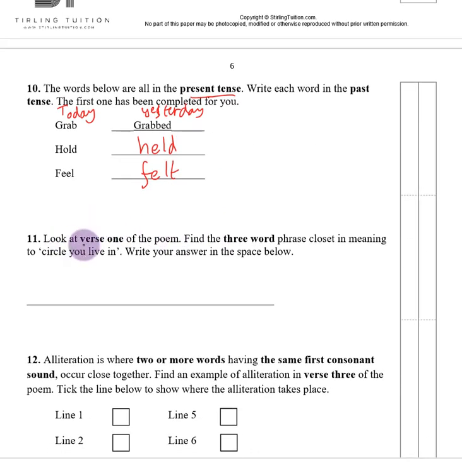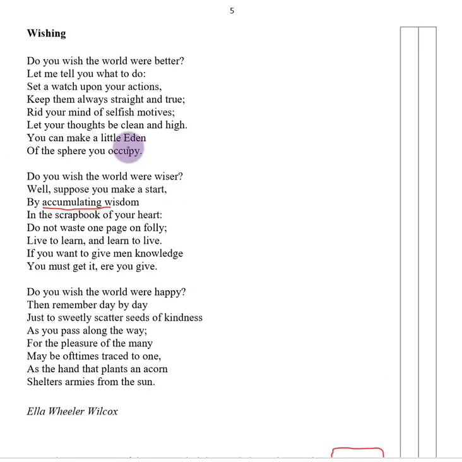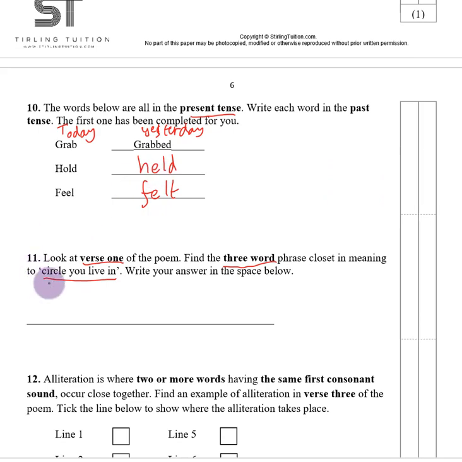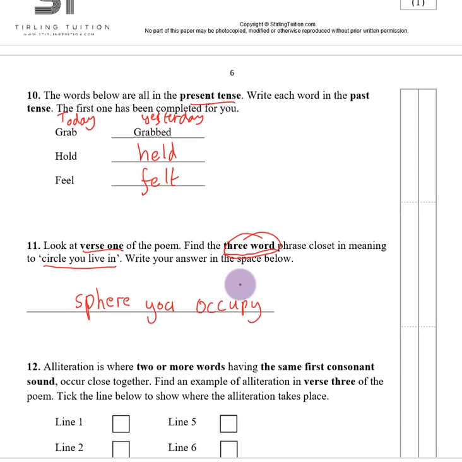Number 11, look at verse 1. So we're going to verse 1 of the poem. Find the 3-word phrase closest in meaning to circle you live in. Okay, so circle you live in, 3-word phrase in verse 1. And it's actually these last 3 words here. Sphere you occupy. So a sphere is like a circle or like a ball, and occupy is somewhere where you are there, you stay, you live. So the answer here is sphere you occupy. And it needs to be the 3 words. It cannot be more than 3 words. If it says 3 words, get the 3 words down.